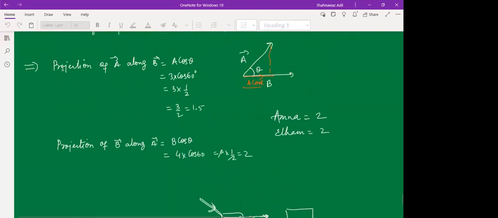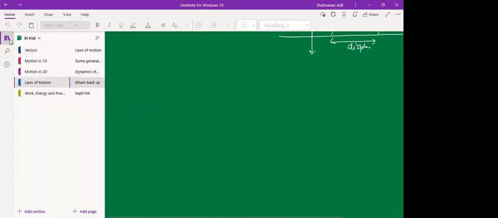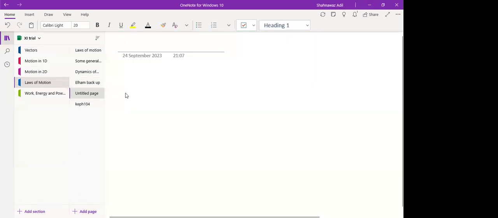Did this part, right? And let me add a page. So Akib is not here, right?